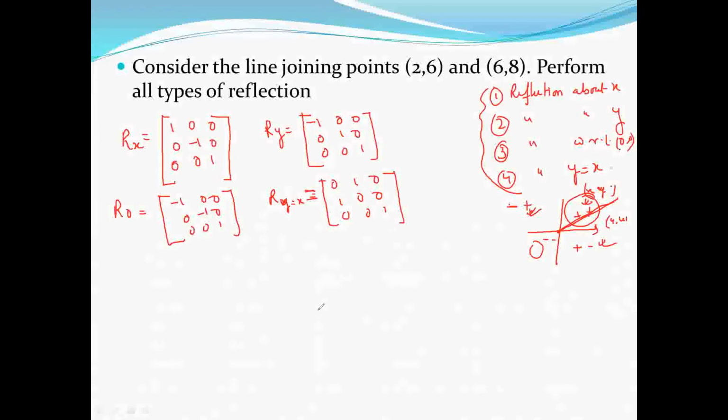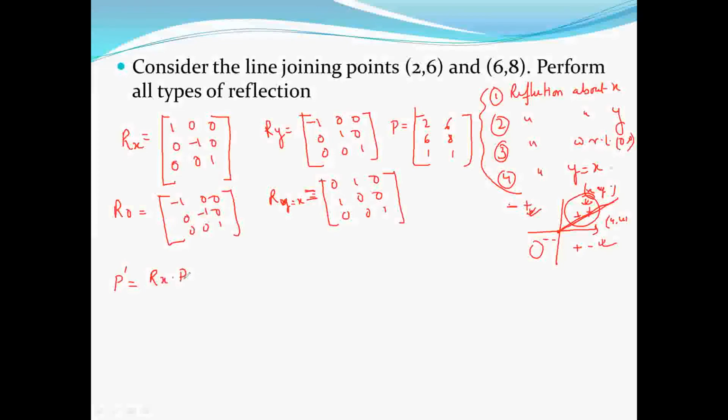So what we have to do over here? We know the point matrix. What is our point matrix P? Here our point matrix is (2, 6) and (6, 8), so it will be 2 6 1 and 6 8 1. And we will multiply this point matrix with all the reflection matrices. First, we will find the point set P dash if I reflect the object with respect to x-axis. So my equation will be Rx dot P.